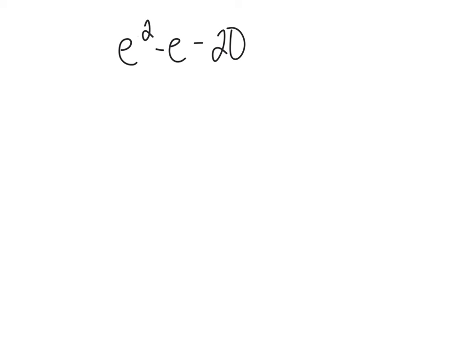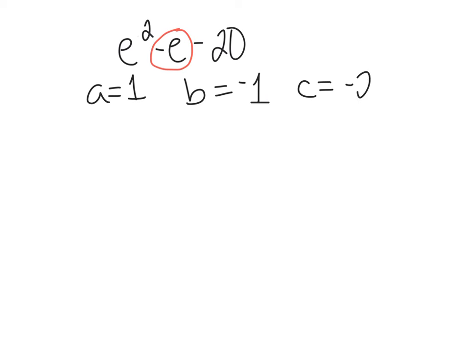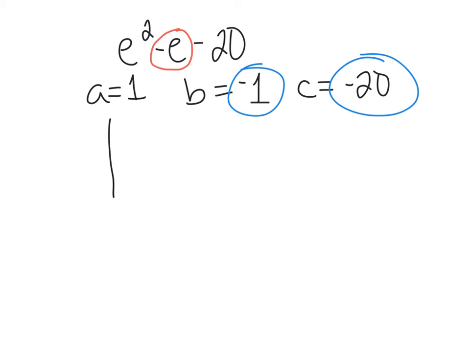Same approach. All right, so I'm going to identify a. A equals 1 because I don't have a coefficient. Now for b, if you notice I have negative e here. There's no number in front of e. Remember, you can always pop in a 1. So b in this case would equal negative 1. Now c is going to equal negative 20. I need to find two factors of negative 20 that when I add them, are going to give me an answer of negative 1. So I'm going to make my list right here.